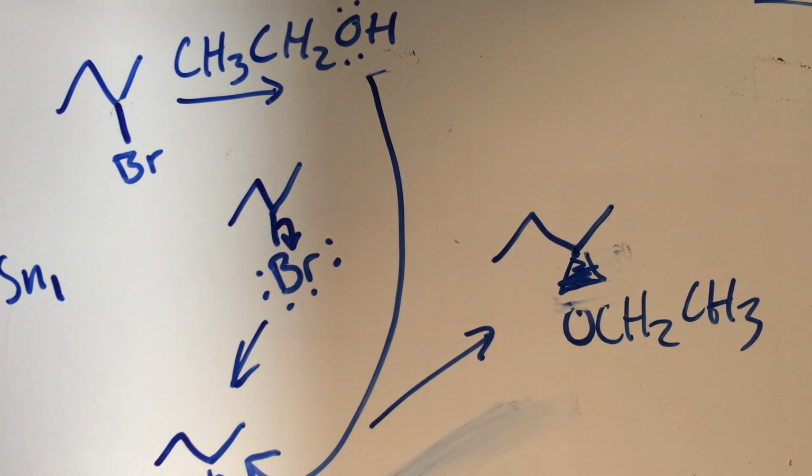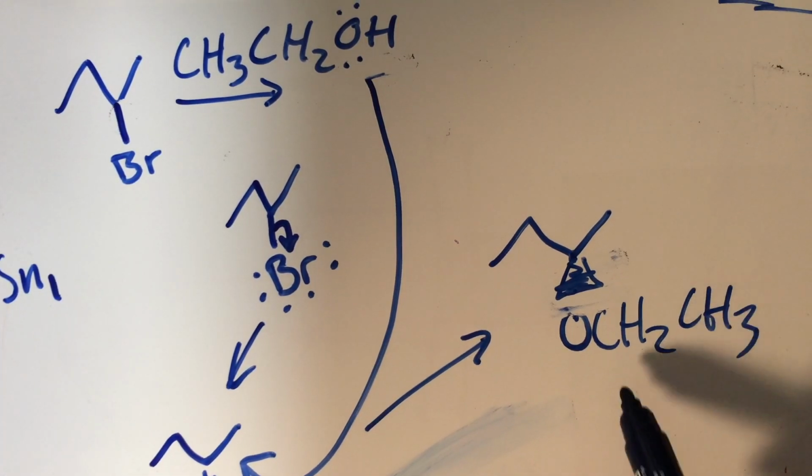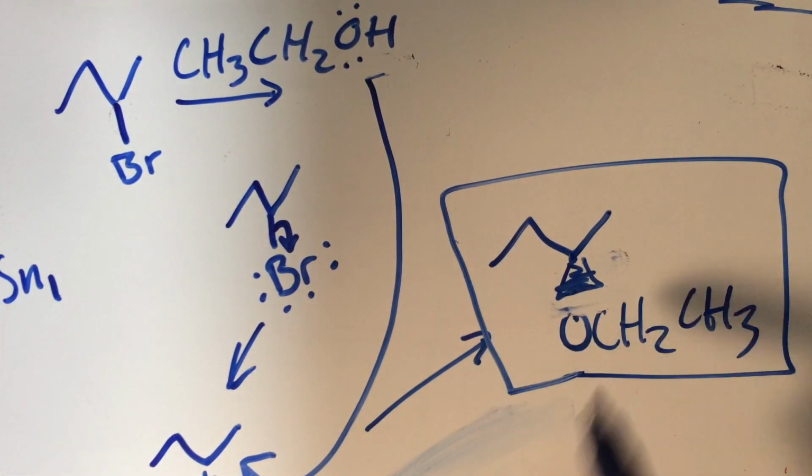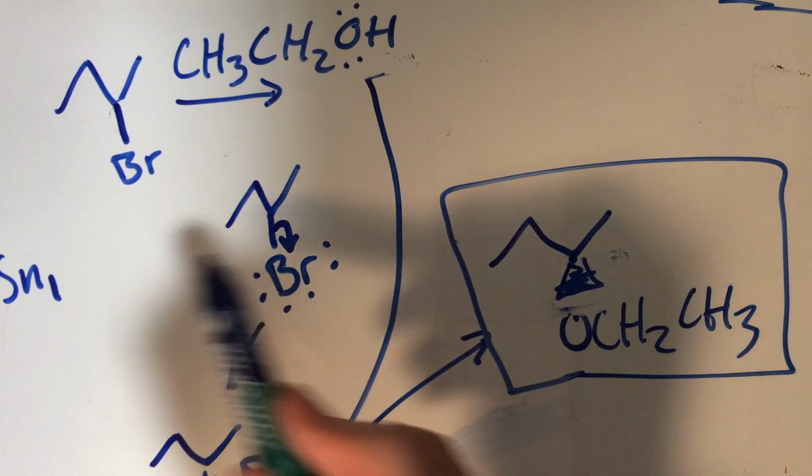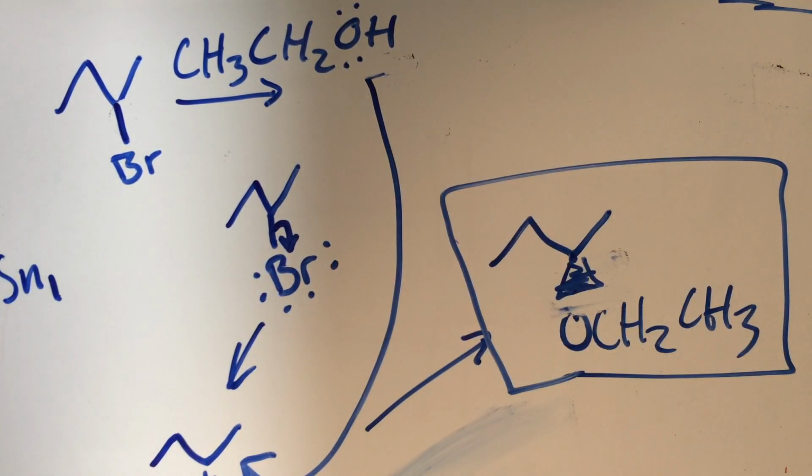Because there doesn't have to be a sort of backside attack that will invert, like in an SN2 reaction. And this will be our final result in this reaction. It's necessary to know that it is an SN1 reaction. That's how we know it takes place the way it does.